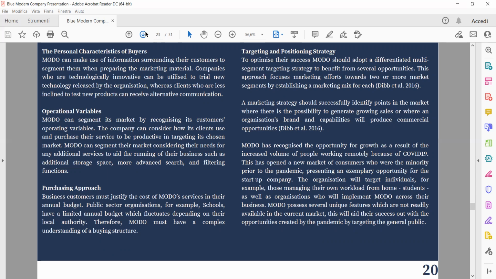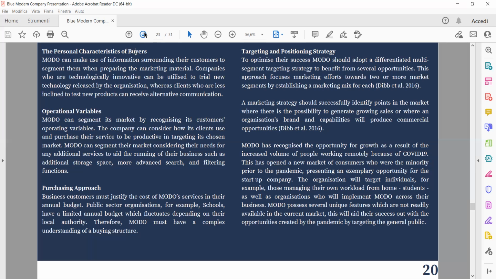The organisation will target individuals, for example, those managing their own workload from home, such as students, as well as organisations who will implement MODO across their business. MODO possesses several unique features which are not readily available in the current market. This will aid their success outwith the opportunities created by the pandemic by targeting the general public.